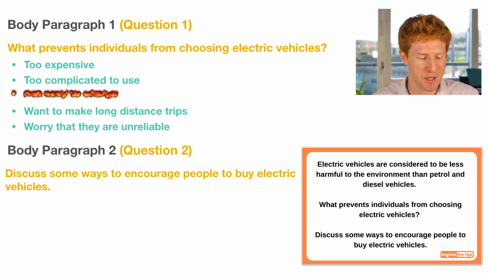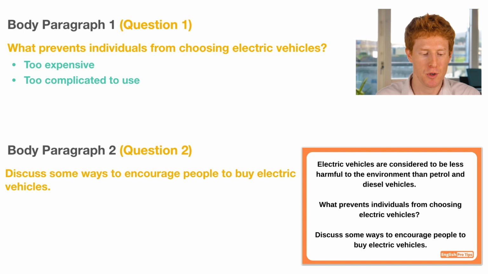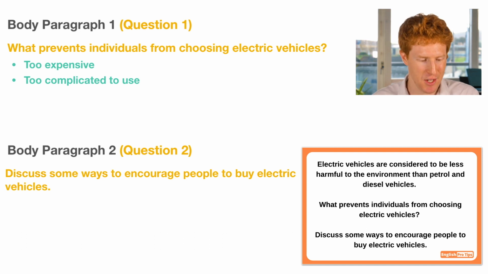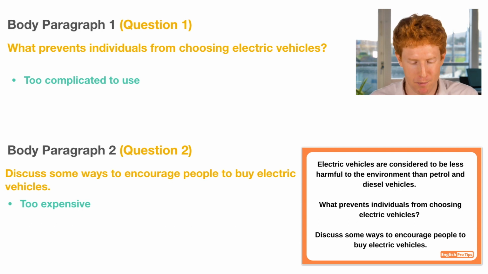So let's get rid of 3. So we're left with 2 ideas. We've got too expensive and too complicated to use. Now what we're going to do is when we write about the solutions, we're going to think of solutions that refer exactly to these 2 problems that we've identified. So in terms of electric vehicles being too expensive, well, how can we solve this problem?